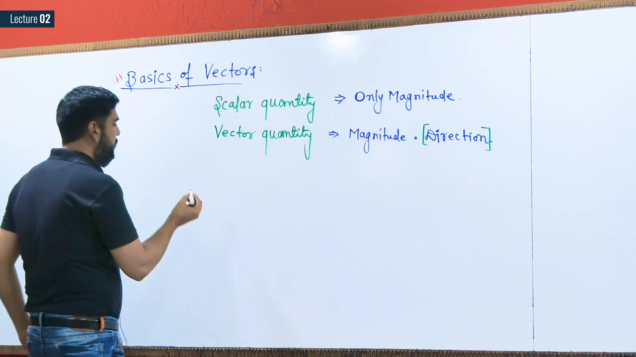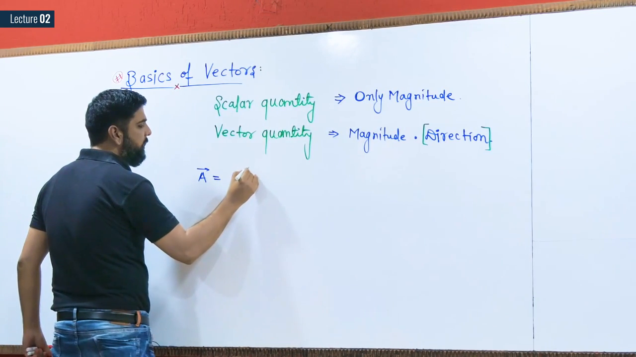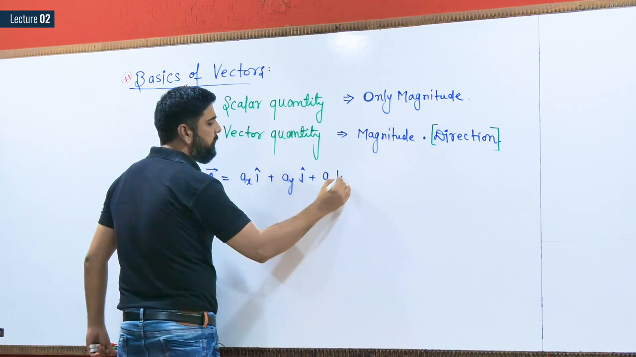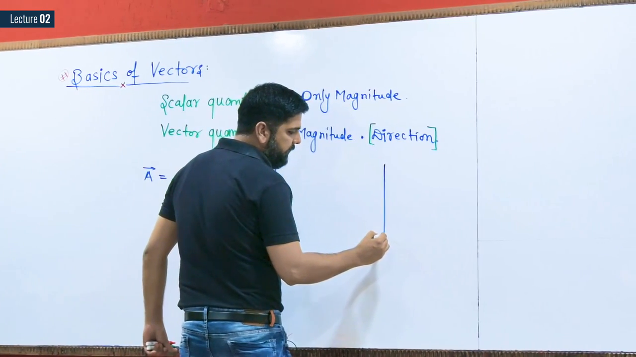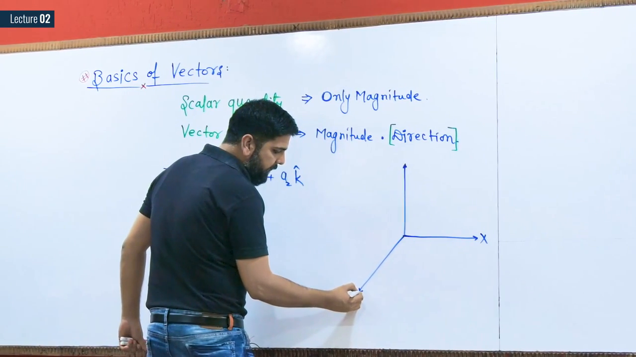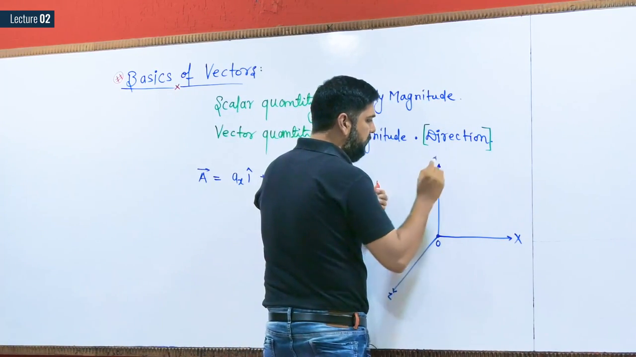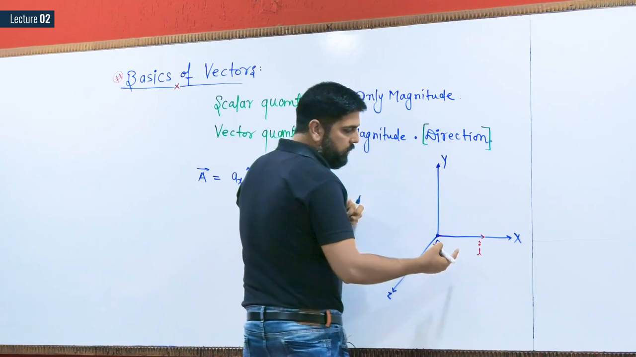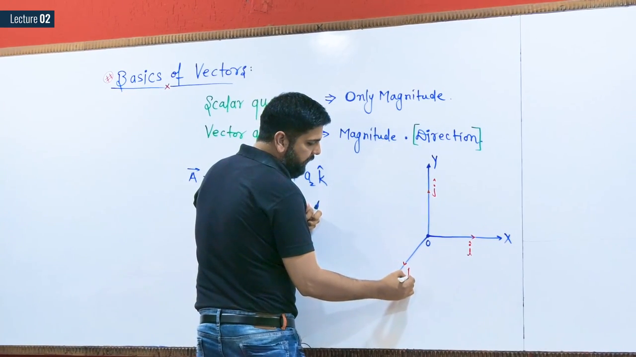So let us have the vector quantity, our vector A. With the direction related to the axes, this is Ax i cap plus Ay j cap plus Az k cap, right? So here I am having the x, y and z axes, with the origin O. The unit vector means the mod value should be 1, so I cap along x, j cap along y, and k cap along z.